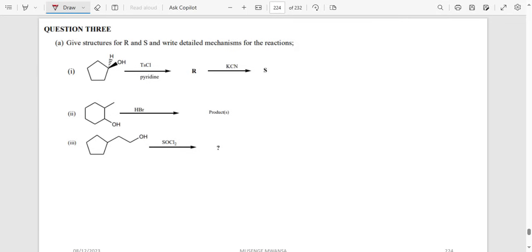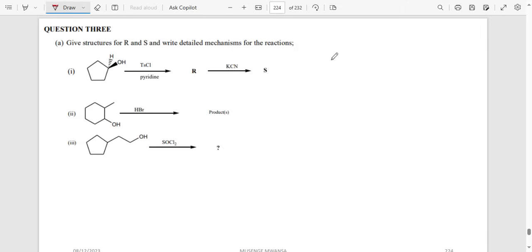The next one here, question 3. Just remaining with a few questions. Give structures for R and S and write detailed, I love these questions, detailed mechanism for the reaction. Now, for such a one, look at what we've been given. What is this compound? Do we know it? Yes, tosyl chloride.